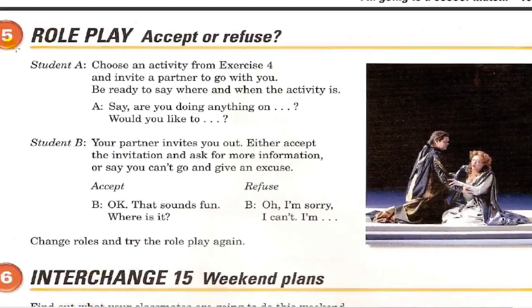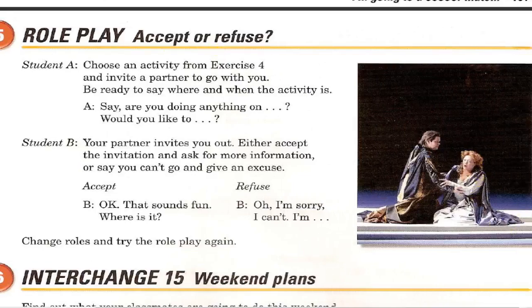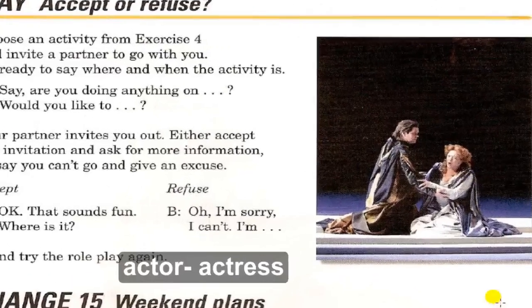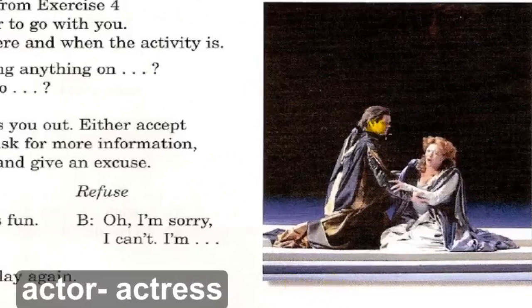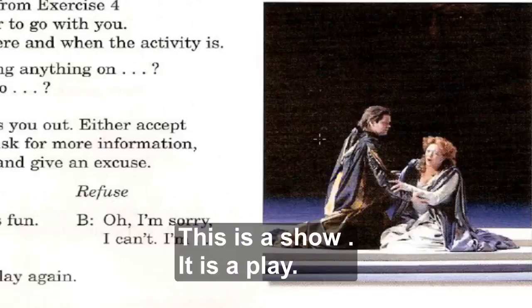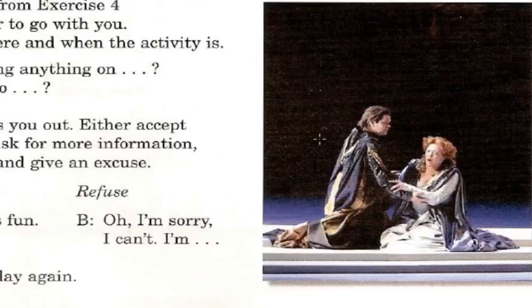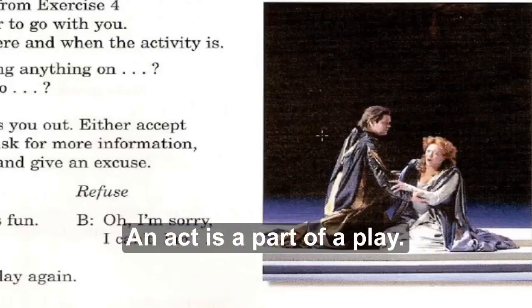Exercise number 5. Role play. Accept or refuse. Look at the picture here. What do you see? Actor, actress. They are on the stage. They are in a theater. This is what? A show. An act. A play. An act, a part of a play.